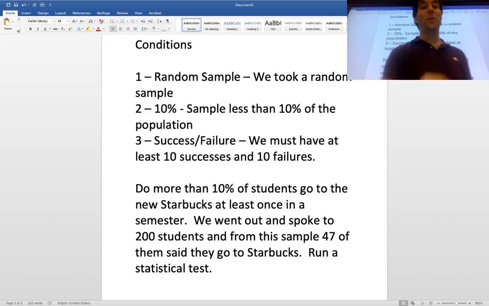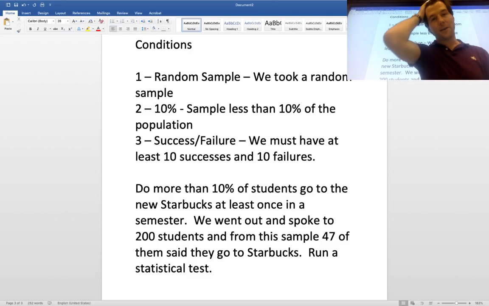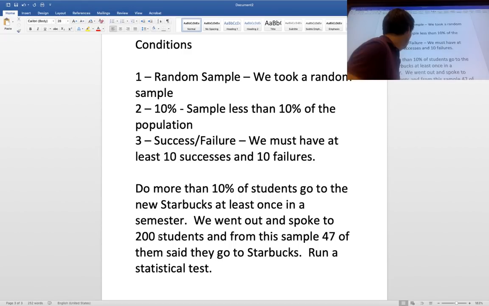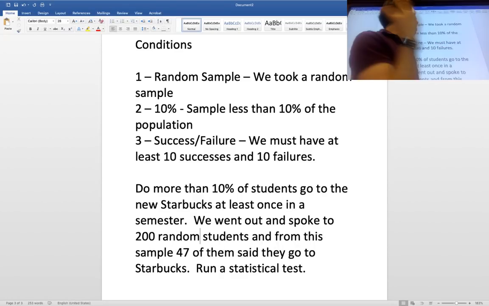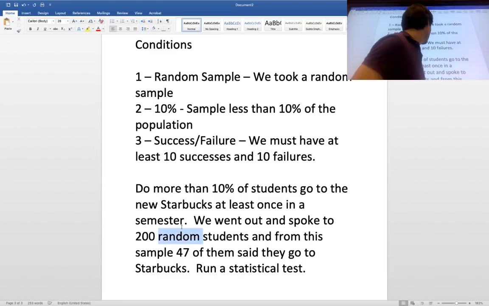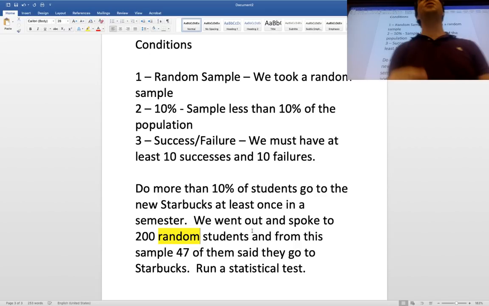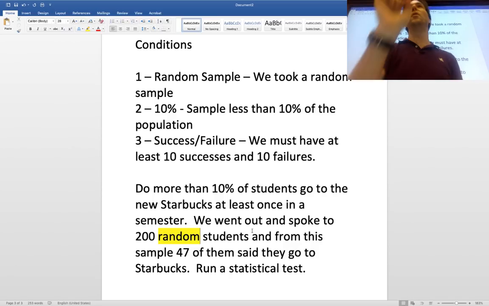So let's go ahead. What should I include in this question? We went out and spoke to 200 random students. So we're going to try to add that keyword in there to make sure we know we meet condition 1, random. So probably on your test, I'd circle that. If you see me highlighting stuff, it's where I suggest you circle it. Circle that on your test. Boom, condition 1 is met.